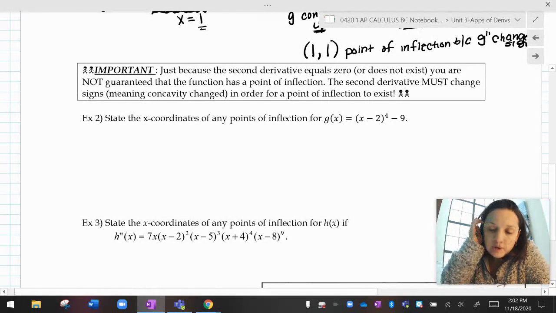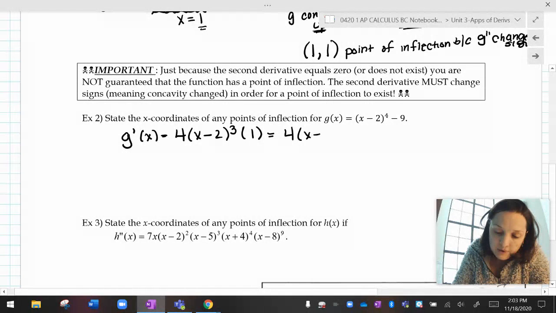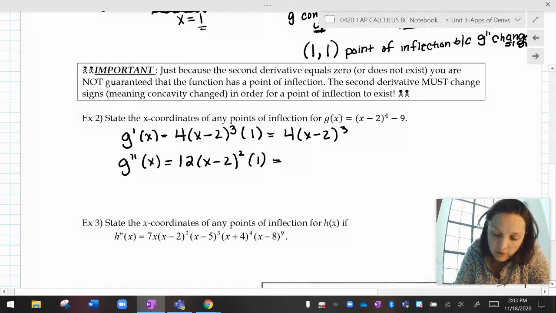It says state the coordinates of any points of inflection for g of x equals (x minus 2) to the 4th minus 9. If I want points of inflection there, I want to know where g double prime changes sign. g prime is 4 times (x minus 2) cubed times the derivative of the inside, which is just 1. So 4(x minus 2) cubed. And then g double prime of x is going to be 12(x minus 2) squared times 1. If I want to figure out my intervals of concavity, I want to know when 12(x minus 2) squared equals 0. That's going to be at x equals 2.